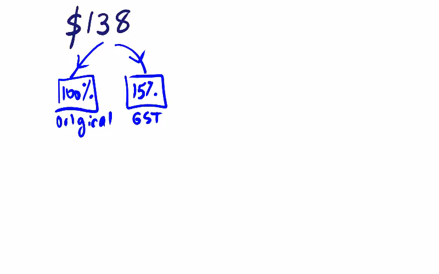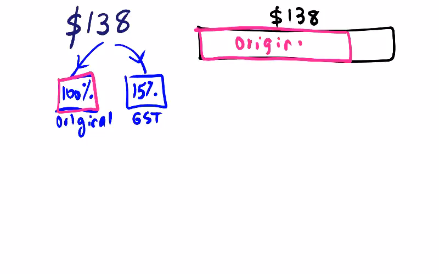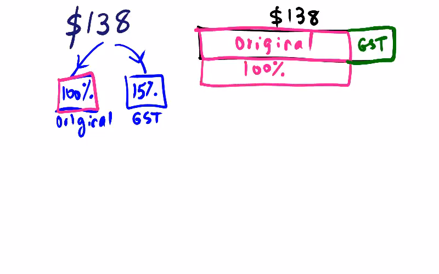Well, we'll start by just trying to visualize this in a diagram. This is our total $138, which is the original 100% here. We don't know the amount, but we know that's the original amount, and the added on GST of 15%. All of that together will give us the 138. We could look at this being the 100% and this being the 15%.